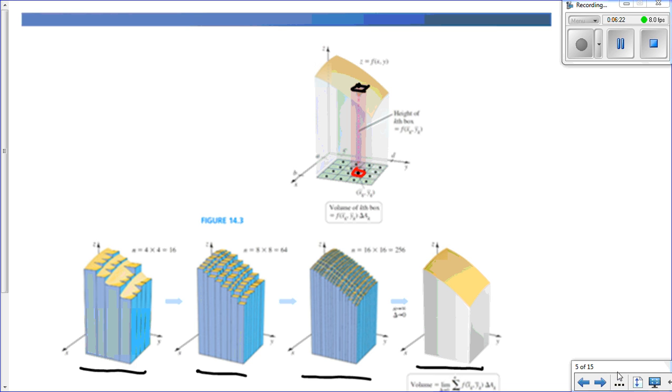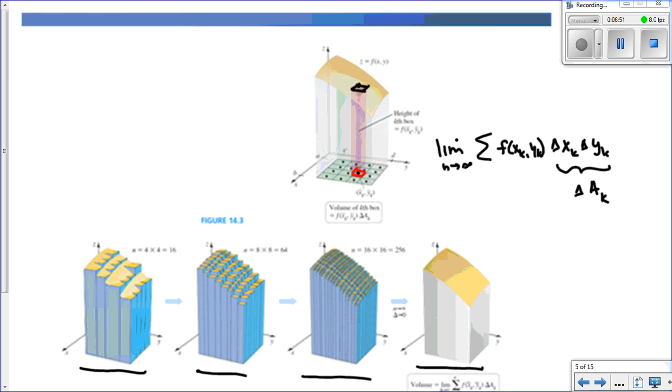So we're taking the height times the length along the x-axis times the length along the y-axis, which is the area of that little rectangular region. And then we're going to sum all those up for all the different rectangular regions. And then we're going to take the limit as n goes to infinity.